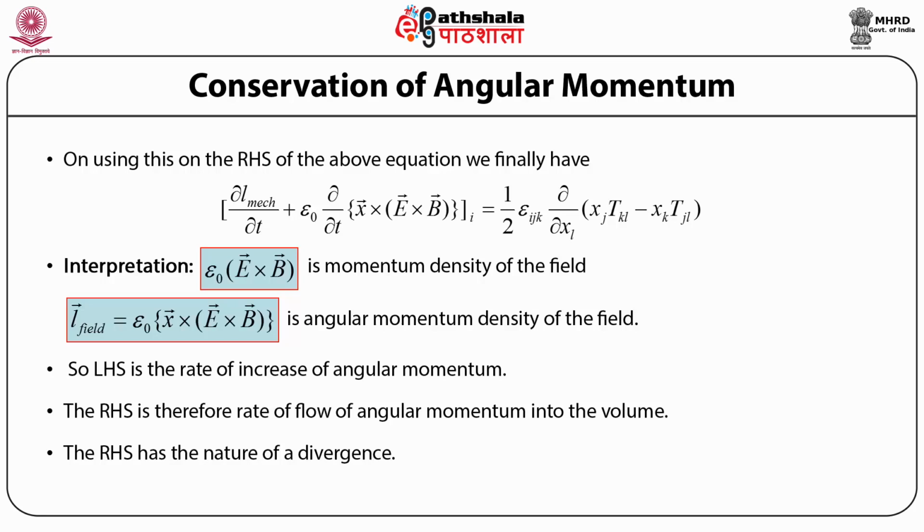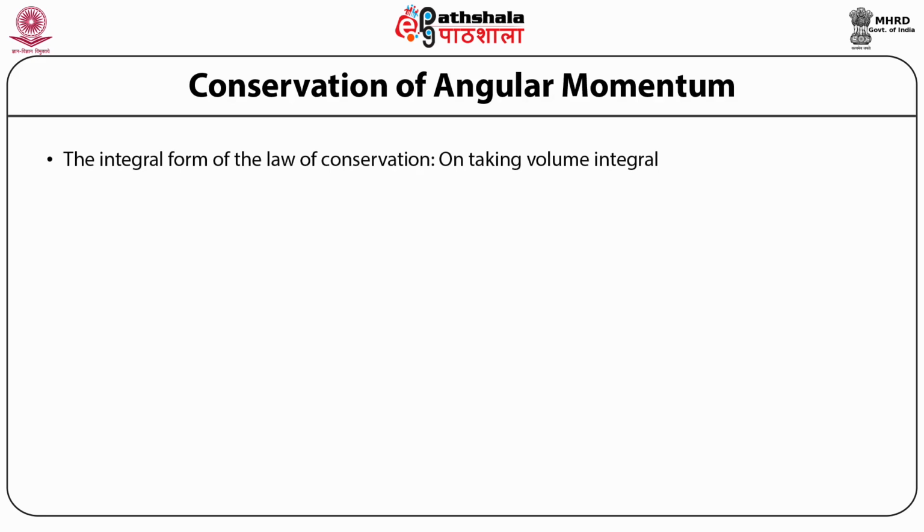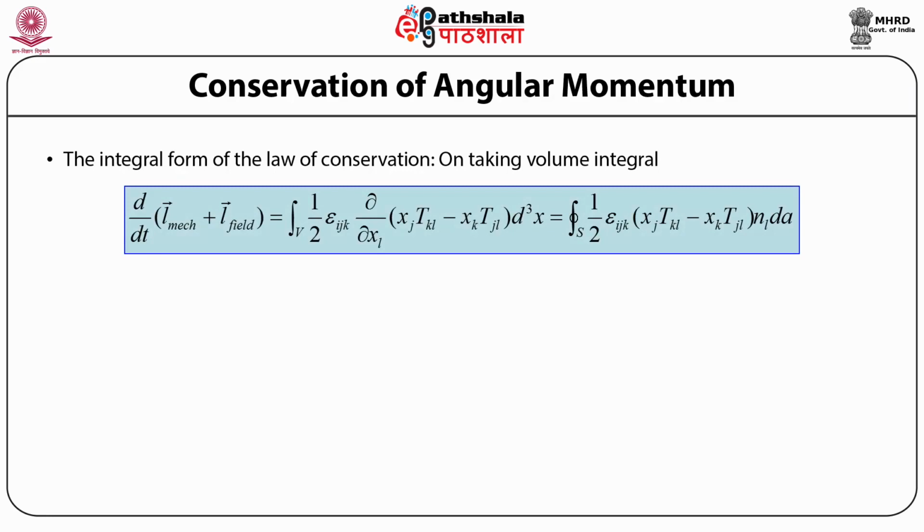And if we take the volume integral of the above equation, then we get the integral form of the law of conservation of angular momentum, which we can write in mathematical form as the derivative with respect to time of bracket open the mechanical angular momentum vector L subscript mechanical plus the angular momentum due to the electromagnetic field vector L subscript field bracket close, and this is equal to the volume integral over the volume element d cube x of half times permutation tensor epsilon subscript i j k times partial derivative with respect to the l component of the position of bracket open the jth component of the position vector x subscript j times the Maxwell stress tensor capital T subscript k l minus the kth component of the position vector x subscript k times the Maxwell stress tensor capital T subscript j l whole bracket close.